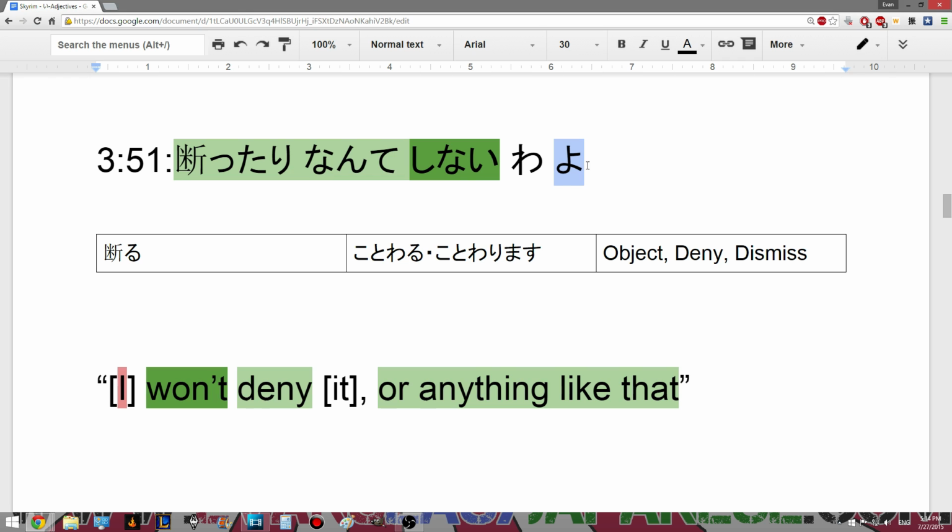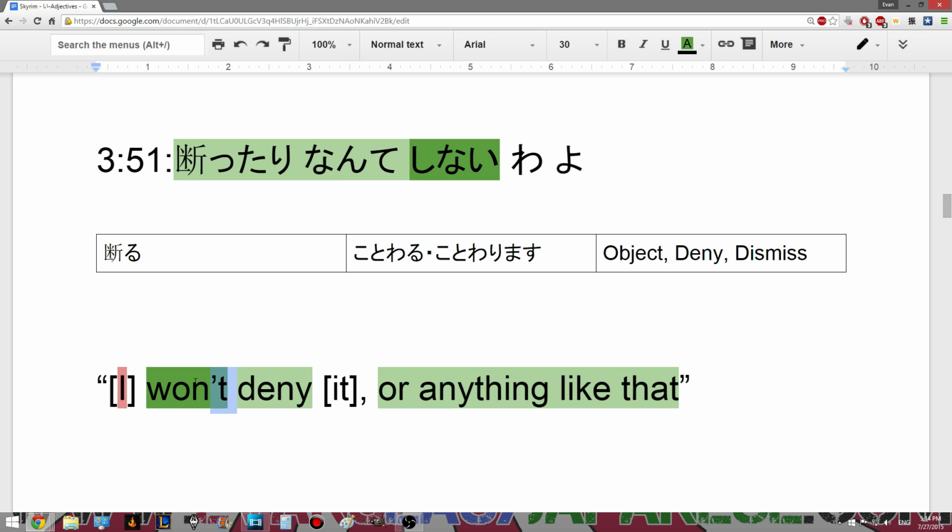And the yo is an assertive particle. It's kind of strange to see both of those at the same time, but it happens! Kotori nante shinai wa yo. And let's go ahead and hear, I won't deny it, or anything like that. The tari form gives us the, or anything like that, along with the nante. Nante shitari. These two guys right there give us this, or anything like that feeling.